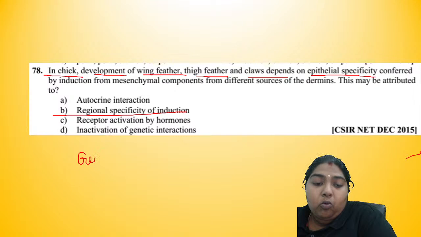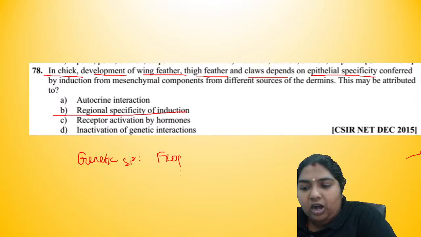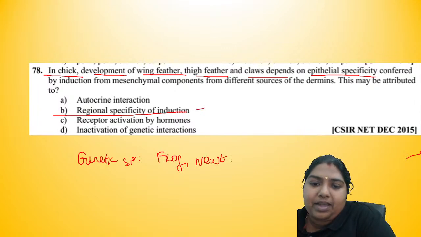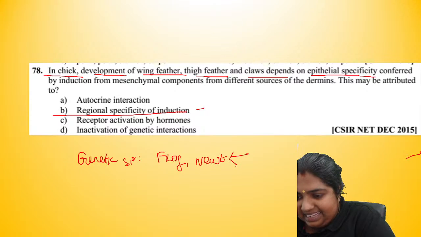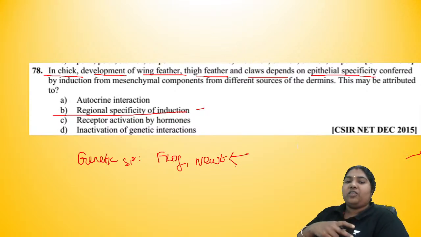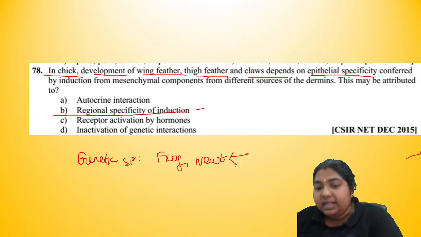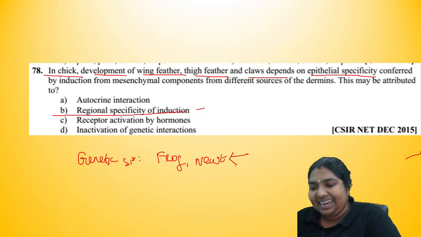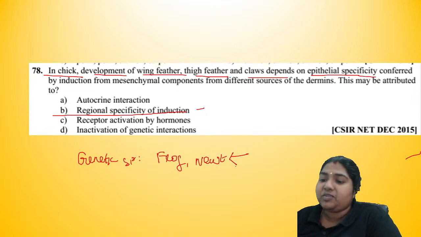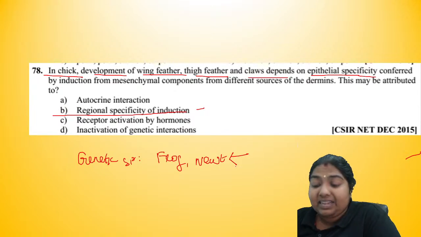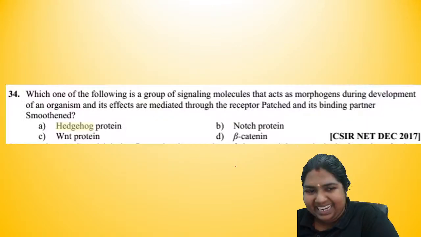One more time, what is the example for genetic specificity? We saw this frog versus newt model. Because this is already asked, they may ask this one, so you should be ready. Yes, Himanshi, Shipra, got it everybody? So regional specificity of induction, example: thigh, wing and claw. But genetic specificity of induction: the frog and the newt. This is how they will set the questions depending on the blueprint.